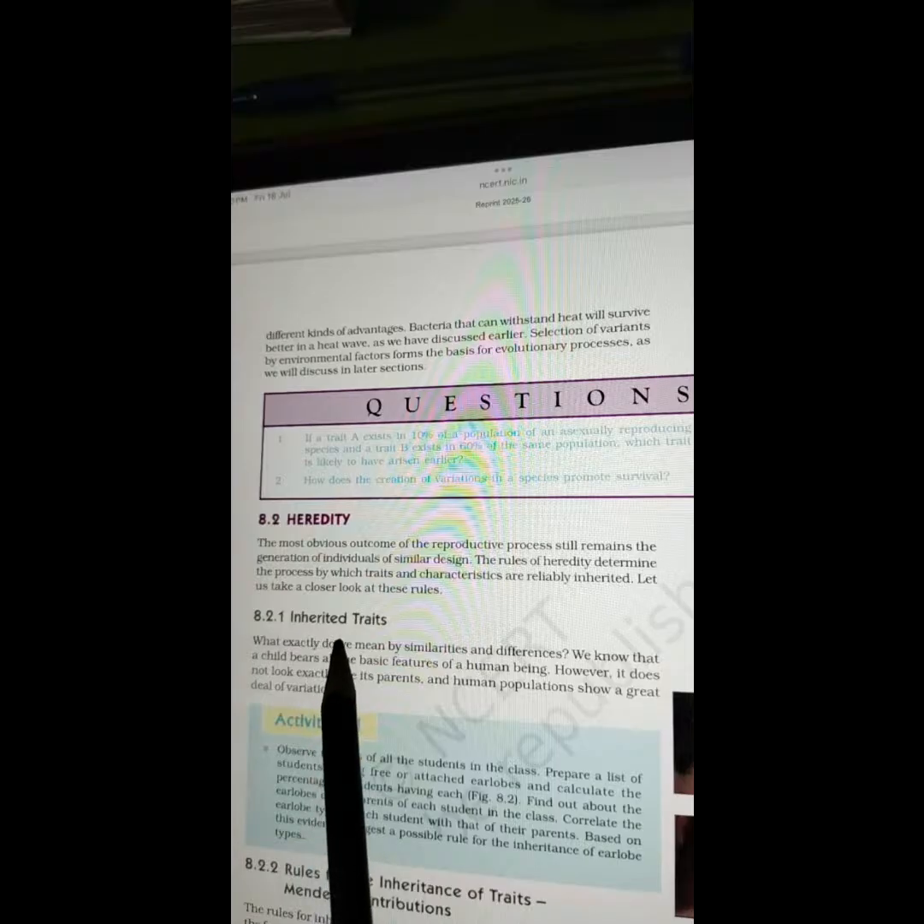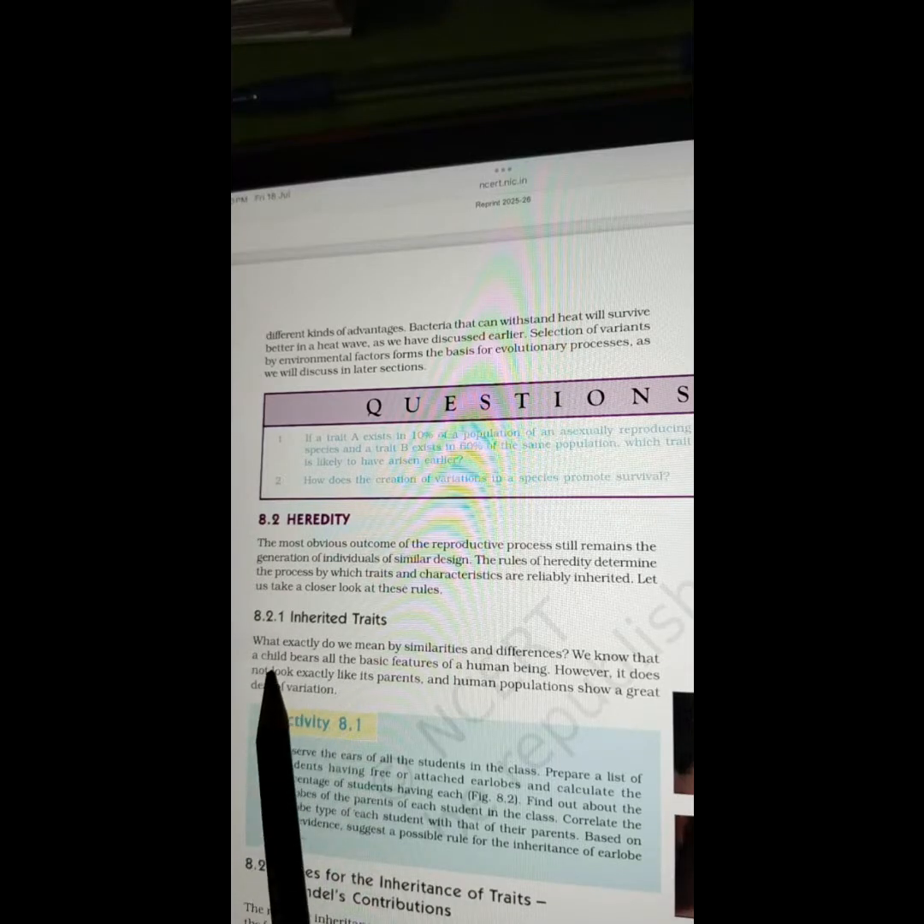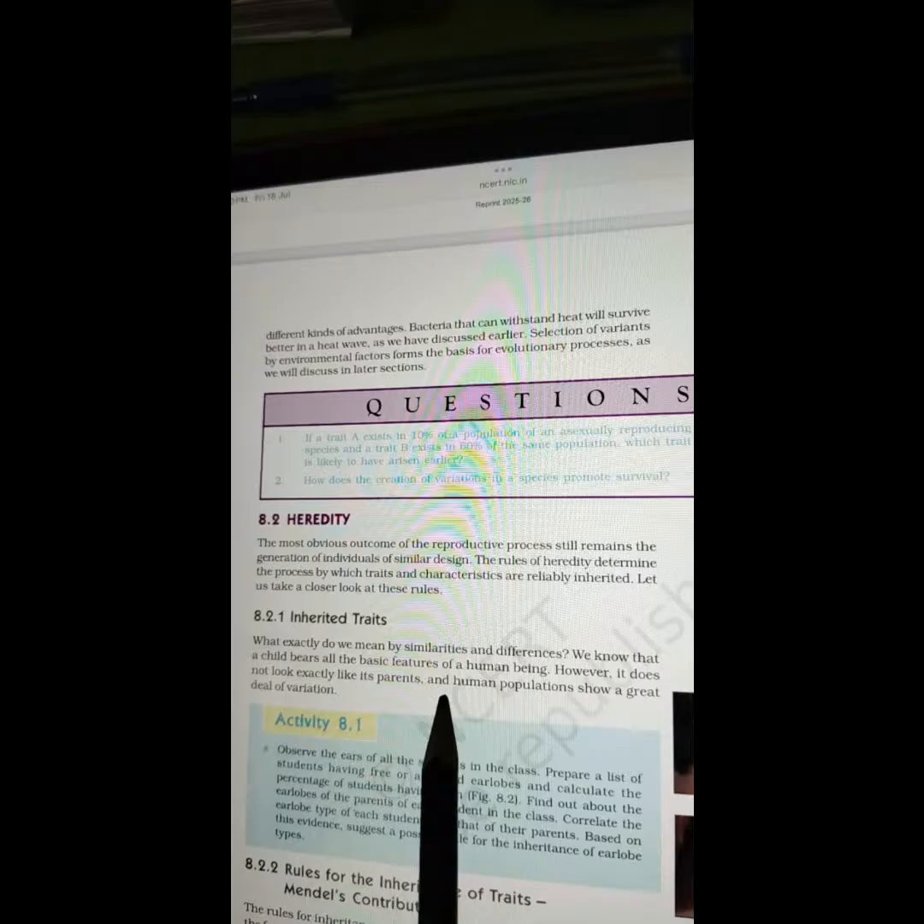8.2.1 Inherited traits. What exactly do we mean by similarities and differences? We know that a child bears all the basic features of a human being. However, it does not look exactly like its parents, and human populations show a great deal of variation.